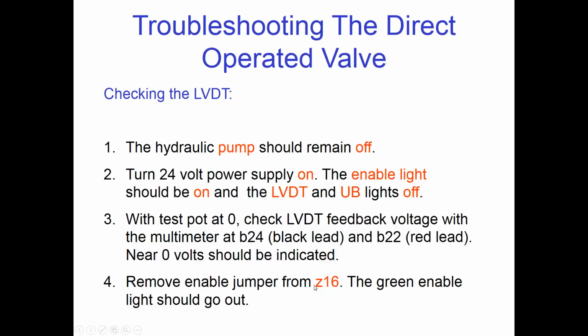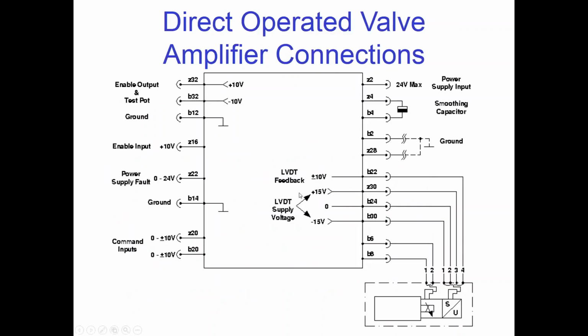0 is where you should be when the valve spool is in its center position. Now remove the enable jumper from Z16, your green enable light should go out. If it doesn't, we're shorted inside somewhere. Again, here's the connections on the amplifier.